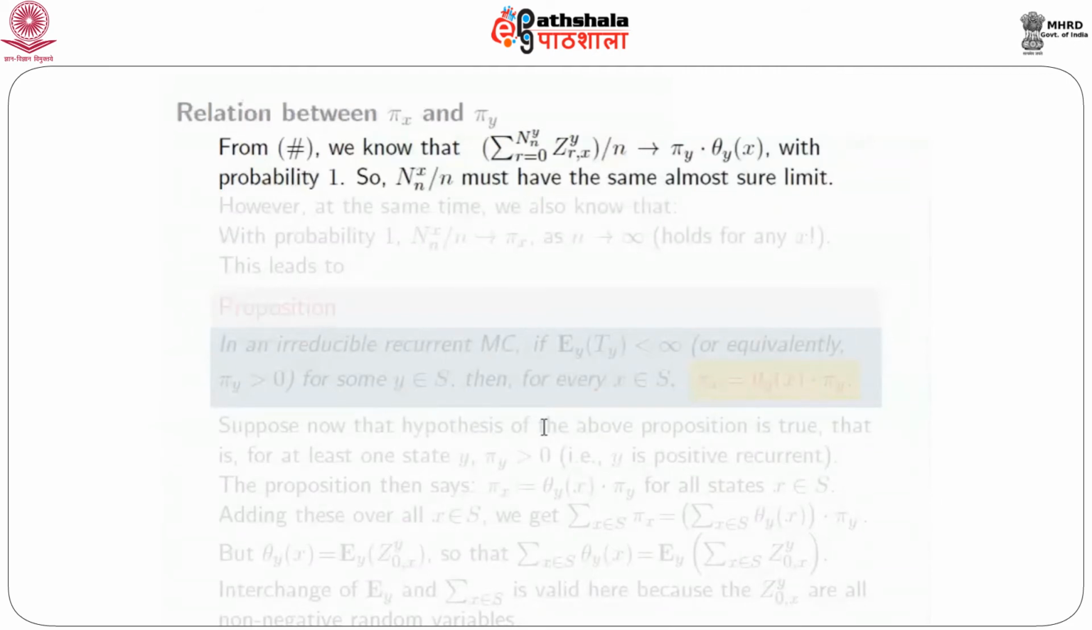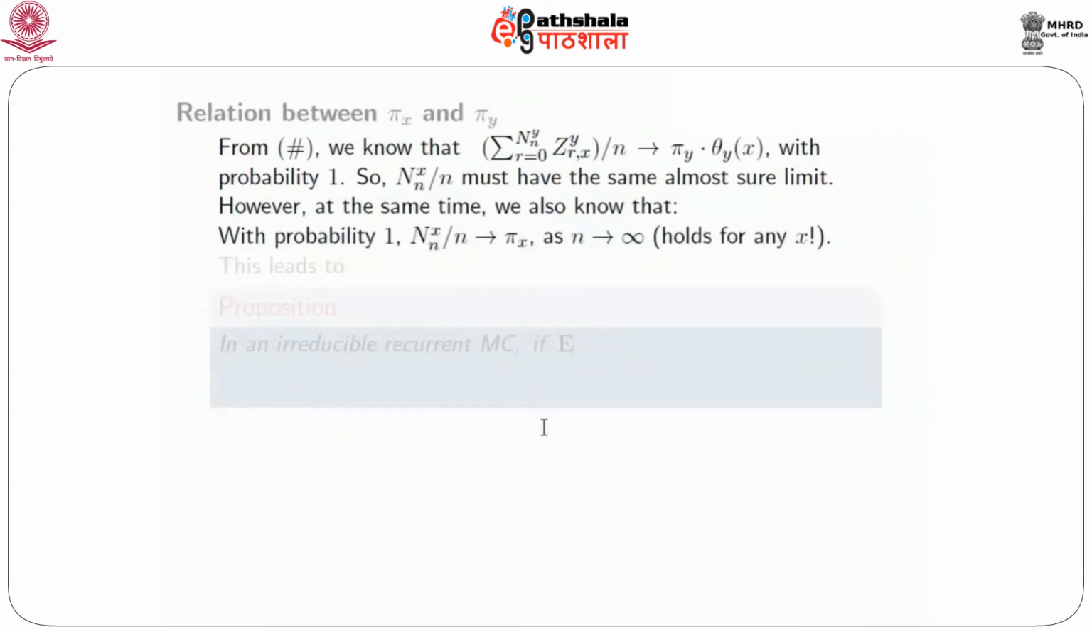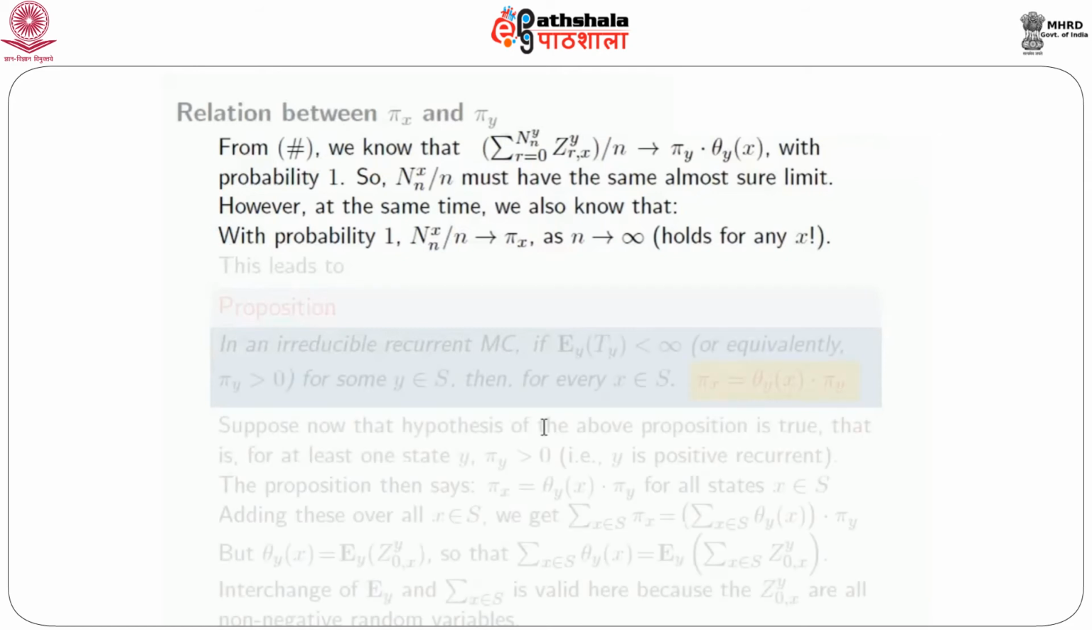Now, we bring in something else. At the same time, we also know that the quantity N_n(x) over n, we had proved it for y, but y was arbitrary, so it is also true for x. N_n(x) over n goes to pi x as n goes to infinity. That's true for any x. So, on one hand, we already knew that N_n(x) over n goes to pi x, but what we have just proved also gives us the limit pi y times theta_y(x) for the same quantity N_n(x) over n. So, therefore, we must have the two quantities, pi x and pi y times theta_y(x), be equal. So, that's exactly what the proposition says.